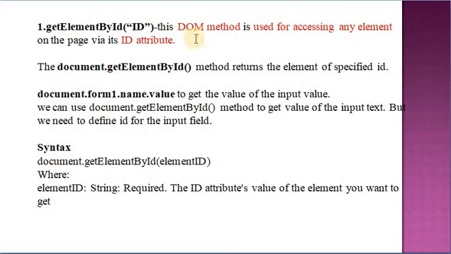Let us see what is meant by DOM. DOM means document object model. When a web page is loaded, the browser creates a DOM, that is the document object model of the page. The DOM is a standard, and the DOM defines a standard for accessing documents. The document object model is a platform and language neutral interface that allows programs and scripts to dynamically access and update the content, structure and style of the document.